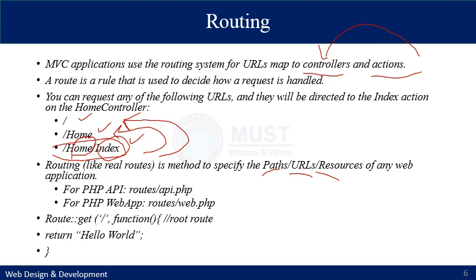There are two main files that contain the routes of your application in a PHP Laravel application. If you want to create a PHP API, then you can access the routes in the routes slash api.php file. That means in the home directory of your application, access the routes folder, and there will be a file api.php.